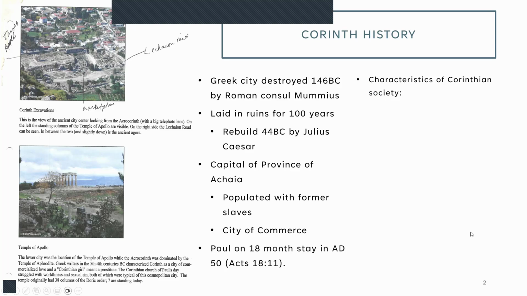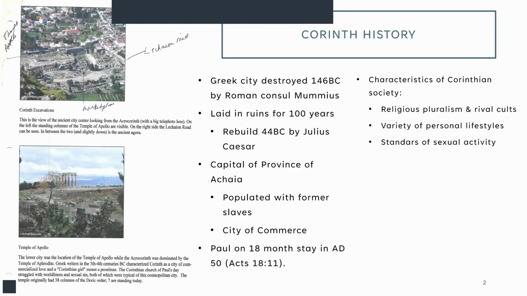The characteristics, if you don't know anything about them, these are special kinds of people. If you look around today, you'll say, we're looking a lot like Corinth. There was religious pluralism and rival cults, a variety of personal lifestyles and standards, supposed to be standards of sexual activity. There was a confusion about that, and a serious breakdown in family relationships.